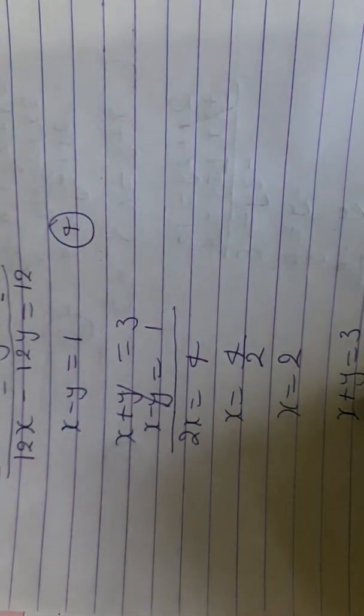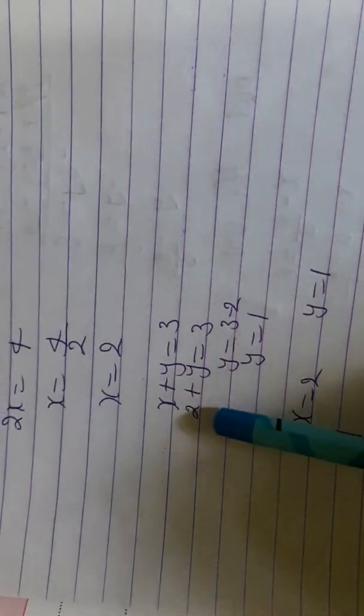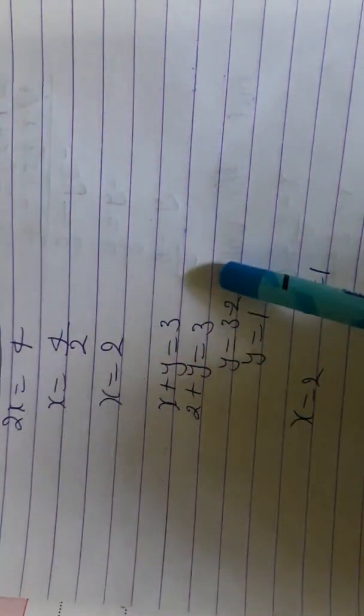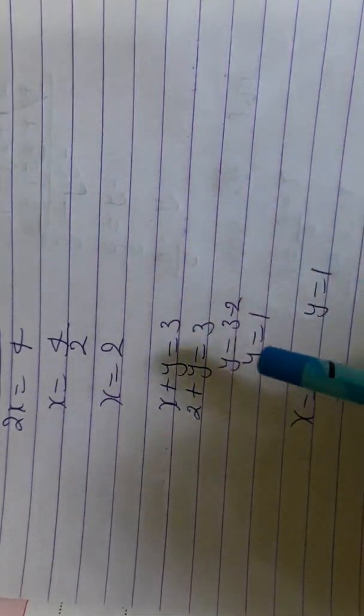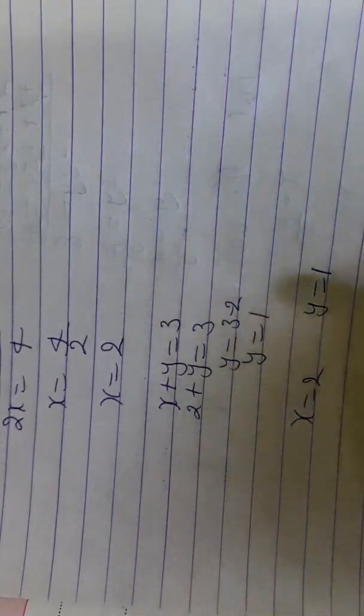Then we will put the value of x in the third equation. So x plus y is equal to 3, so 2 plus y is equal to 3. Then 2 will go to the right hand side, so y is equal to 3 minus 2, which is 1. So x is equal to 2 and y is equal to 1.